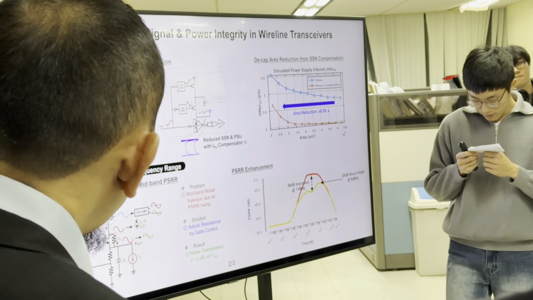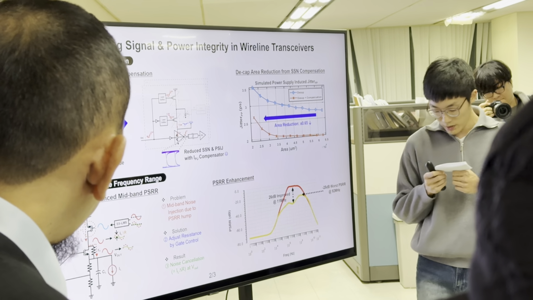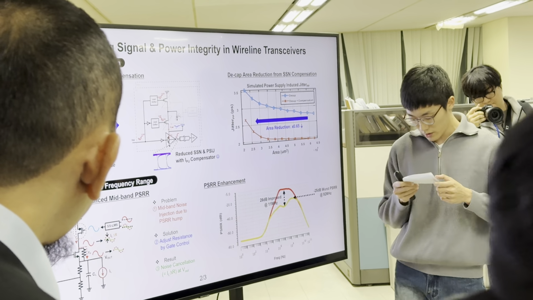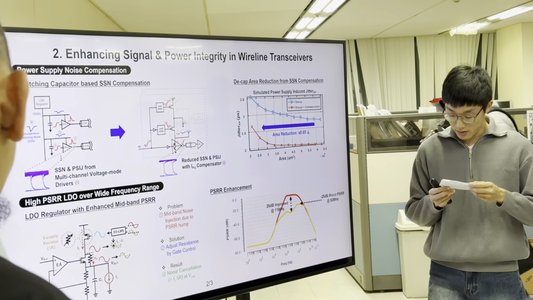Traditional LDOs suffer from degraded PSRR, or power supply rejection, in the mid-frequency band due to the weakened circuit feedback. We are exploring digital adaptation methods to address this limitation.